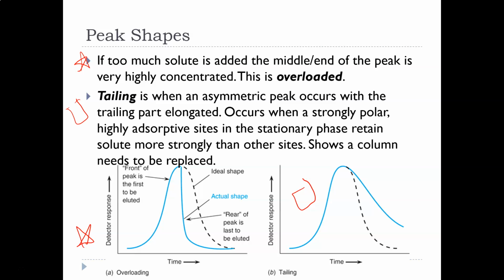So in overloading, what happens is the peak kind of just falls off. And in tailing, what happens is one end of the peak separates out. In both of these situations, the peak is no longer symmetrical. Okay, so this is a sign that your chromatography situation is not going well. Something's going on with your column, or something's going on with your settings, like you put too much chemical in it, something like that. So there we go.